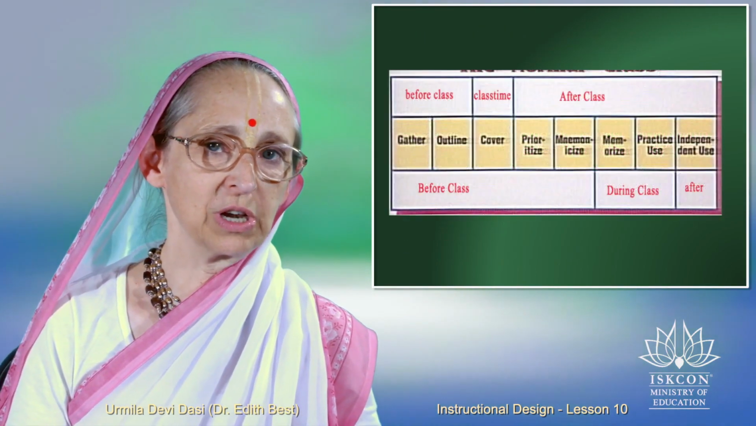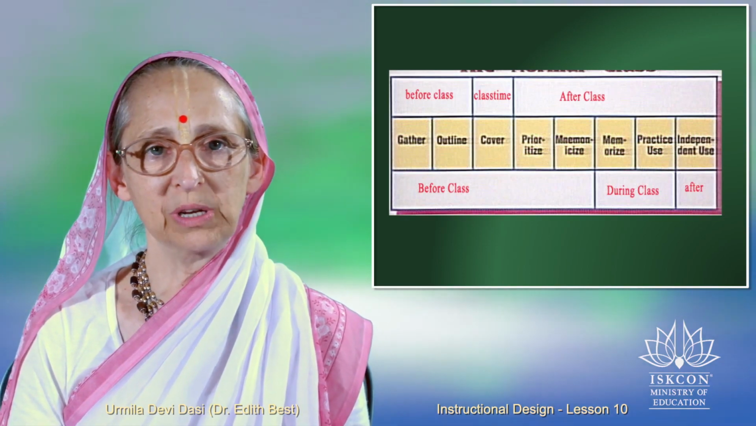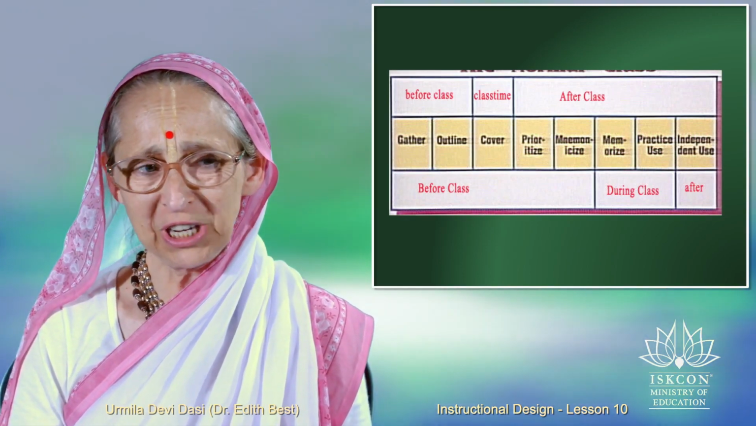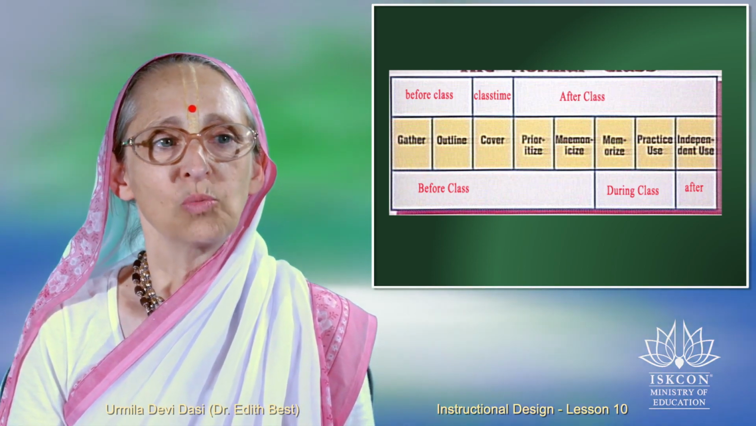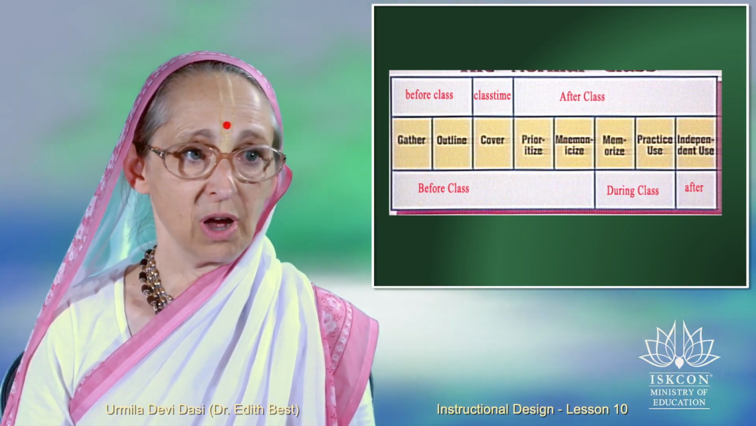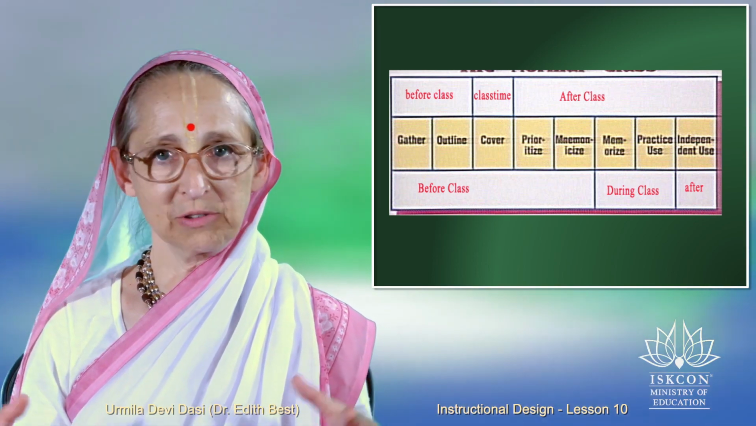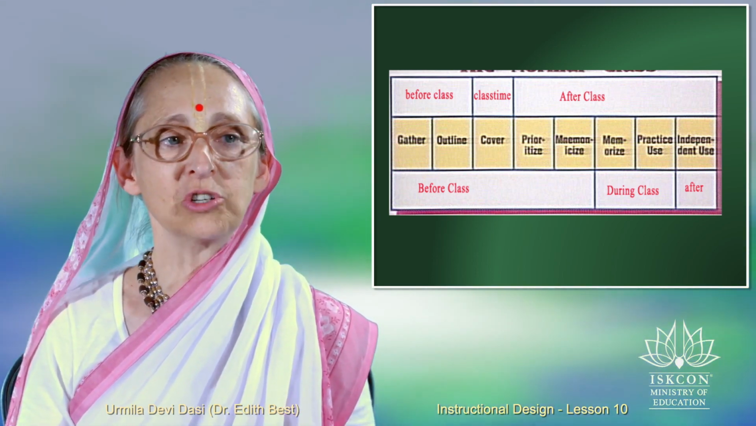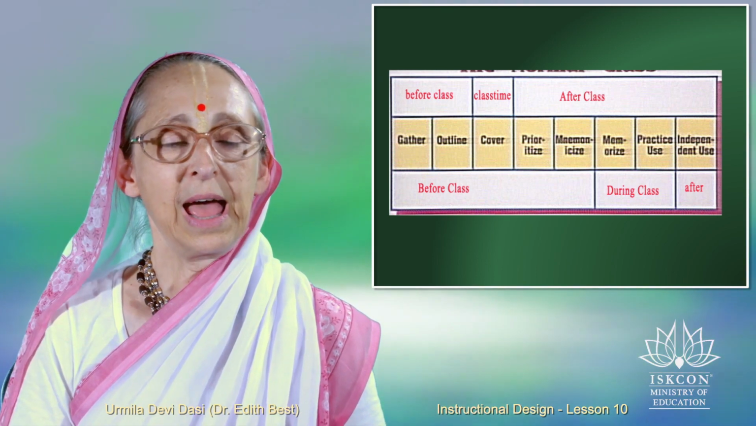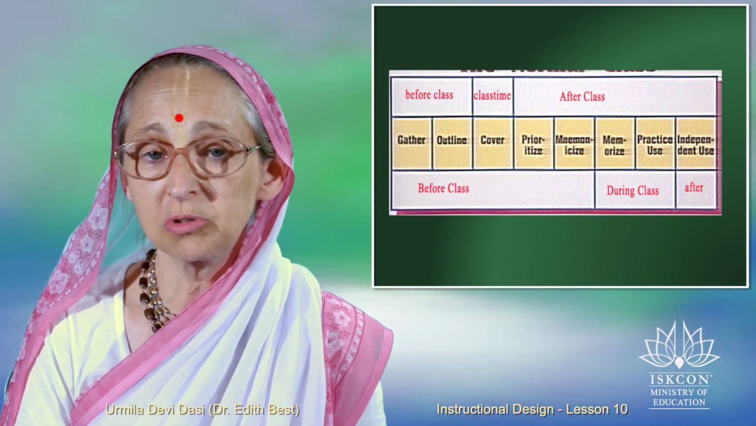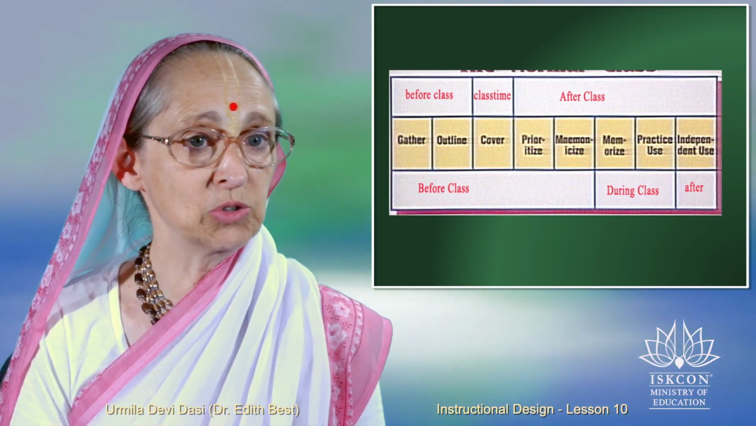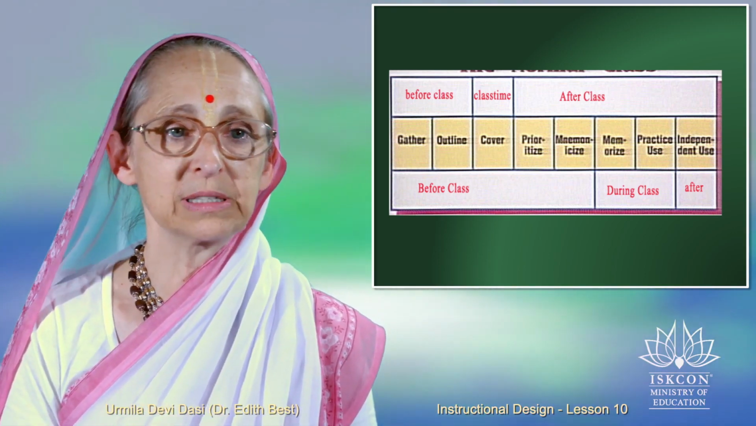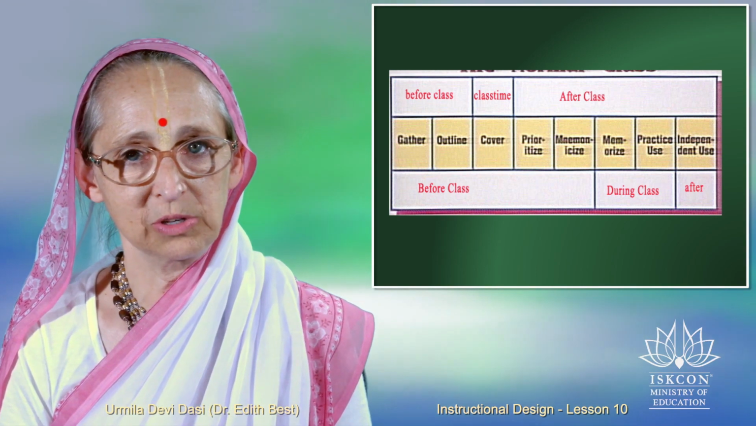Now, in this little chart here, you see the difference between bad teaching and good teaching. In bad teaching, which you see at the top, the teacher simply gathers the material and outlines it, and during the class covers it. After class, it's up to the students to prioritize the material, to put it in a form that's easy to remember, to memorize it, to practice use, and get independent use.